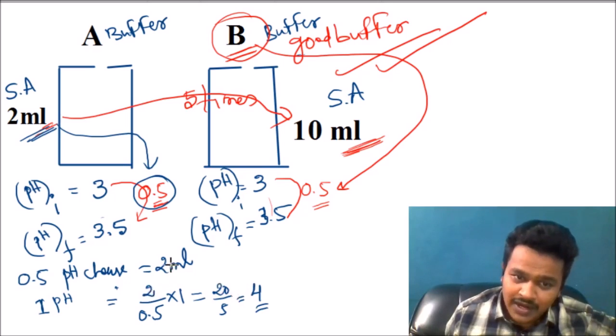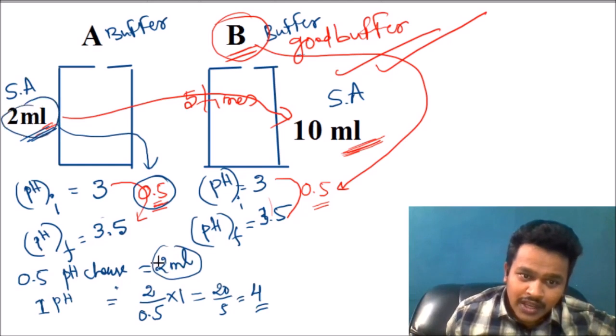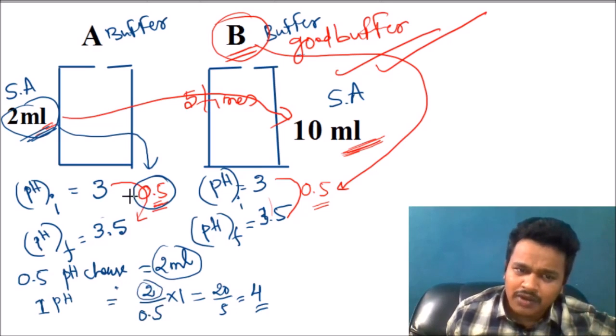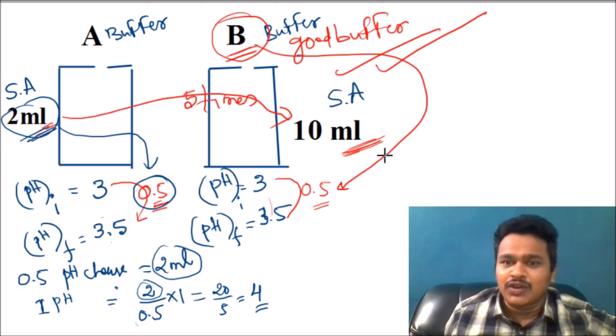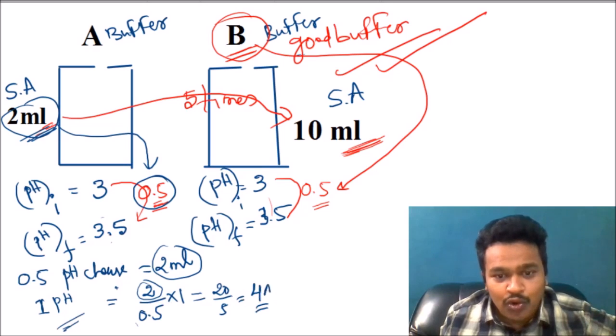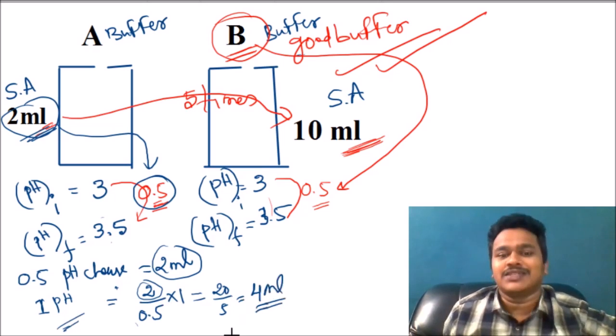This 2 means what? 2 means amount. This 2 means the amount. How much am I adding? Of strong acid, by 0.5. What is 0.5? Change in the pH. 3.5 minus 3, that is 0.5. Correct? Now again, for this one. Here, for 1 pH change, 4 ml of strong acid is required.